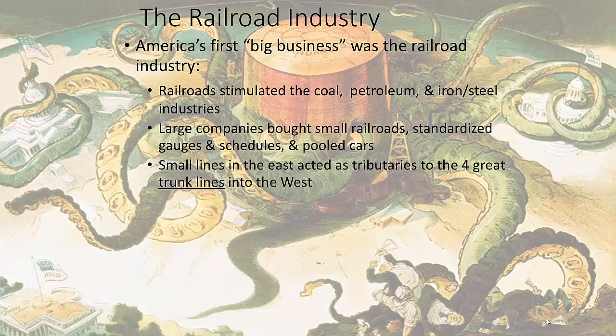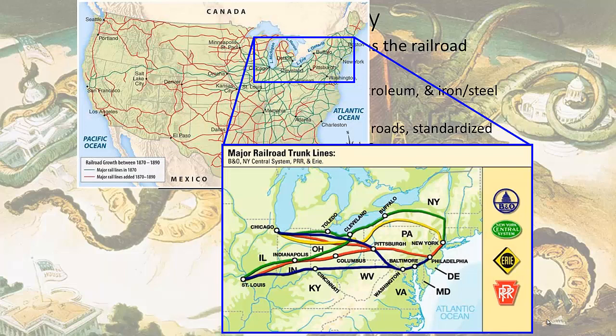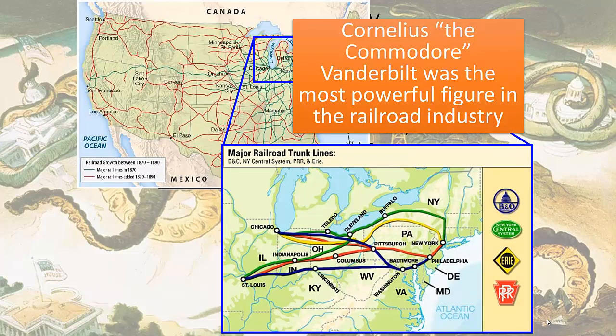Despite this, railroads still become the first big industry, building up the first monopolies by consolidating smaller railroad companies into a few large railroad companies, and eventually you'll see 4 great trunk lines into the west that we saw a map of the other day. So you have a lot of intersecting railroad lines in the United States, and it's really going to be Cornelius Vanderbilt who becomes the most powerful figure in the railroad industry as owner of the New York Railroad.